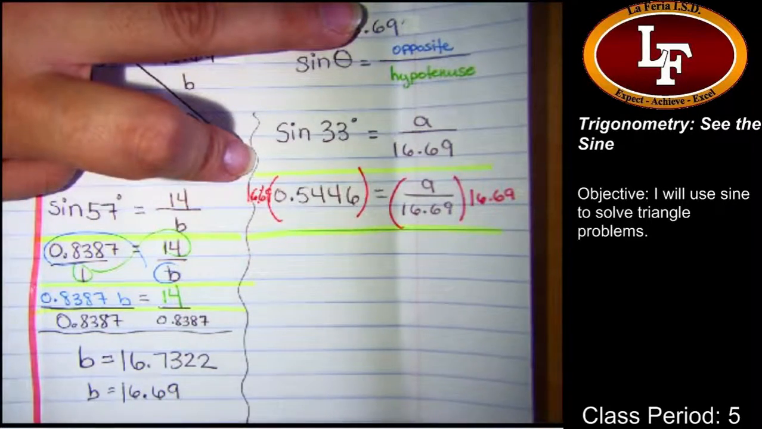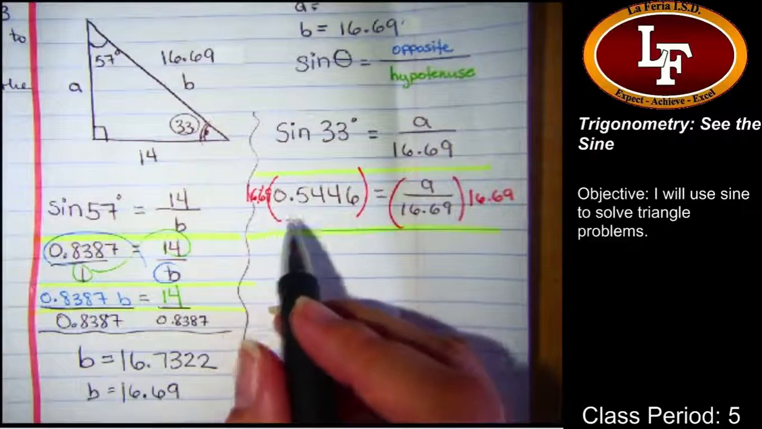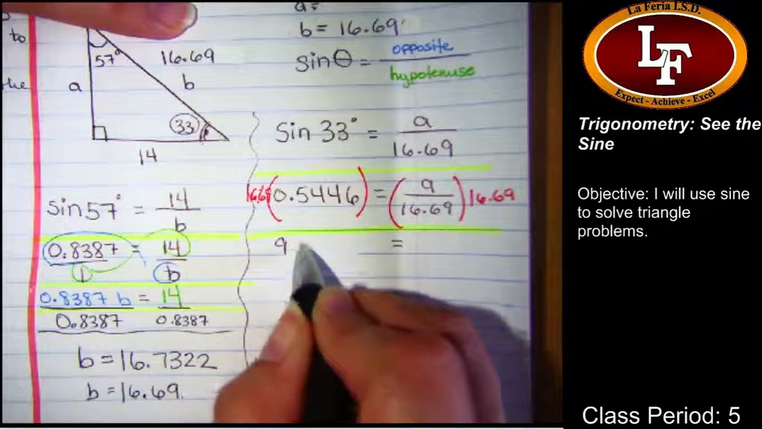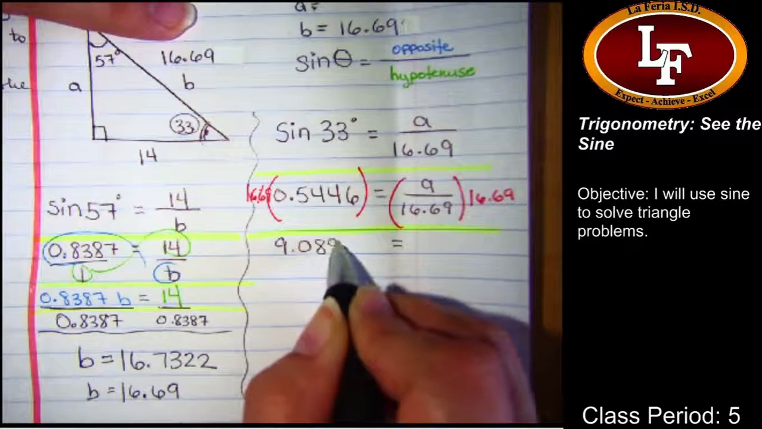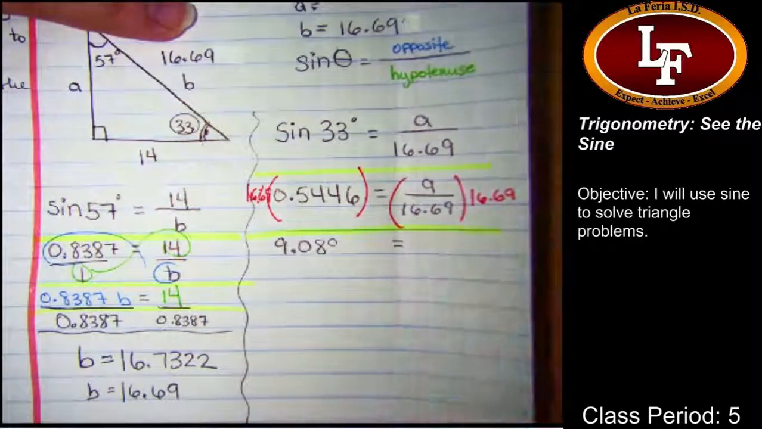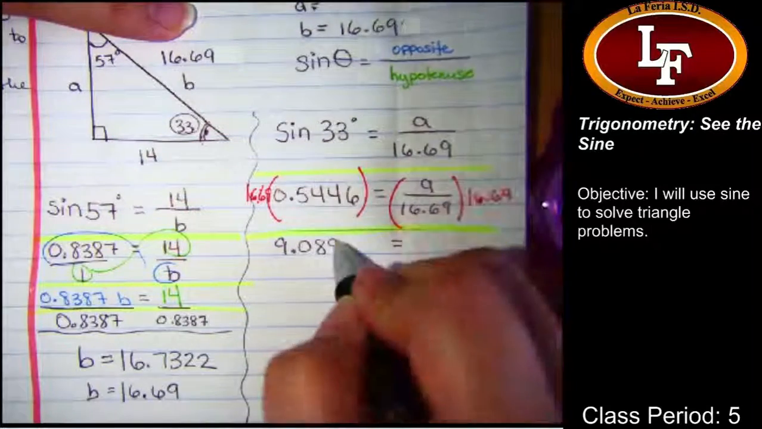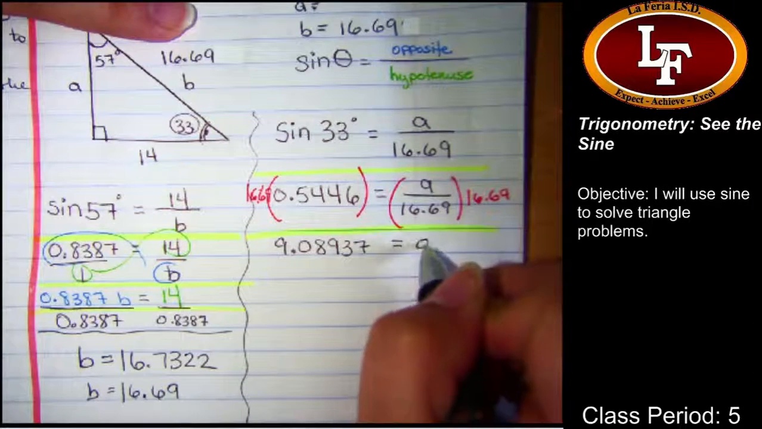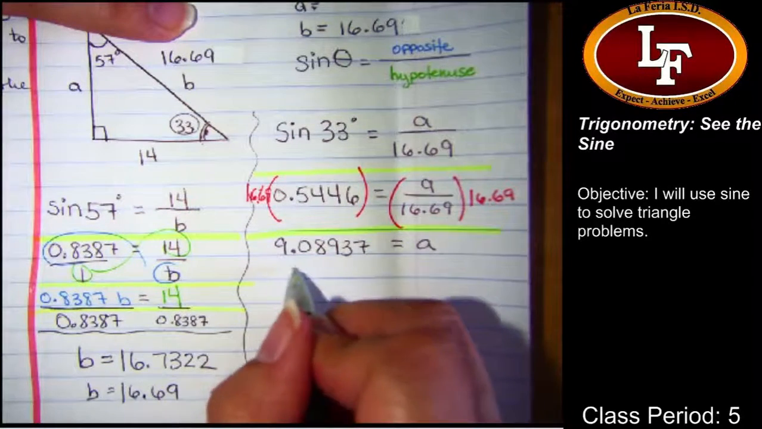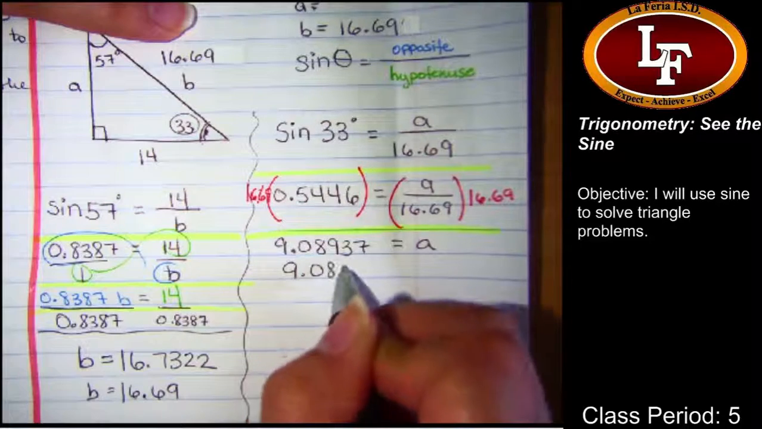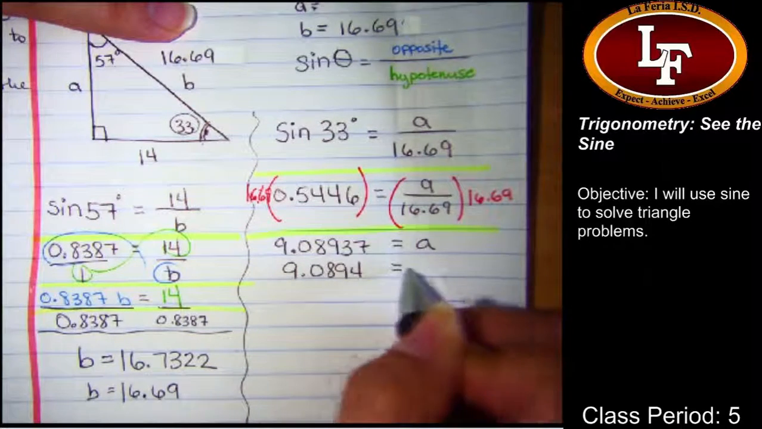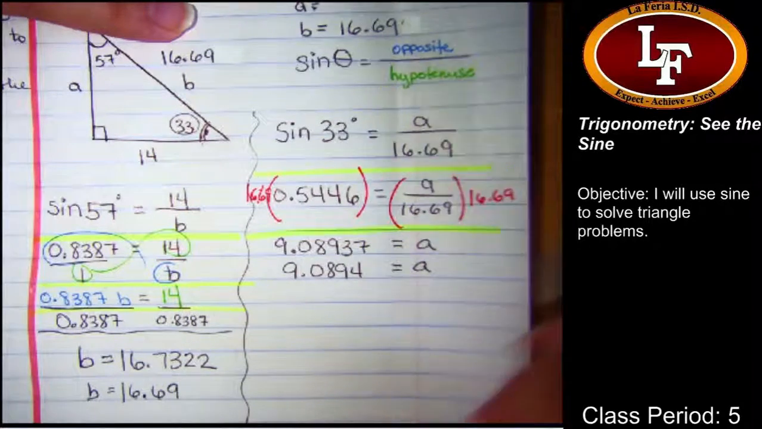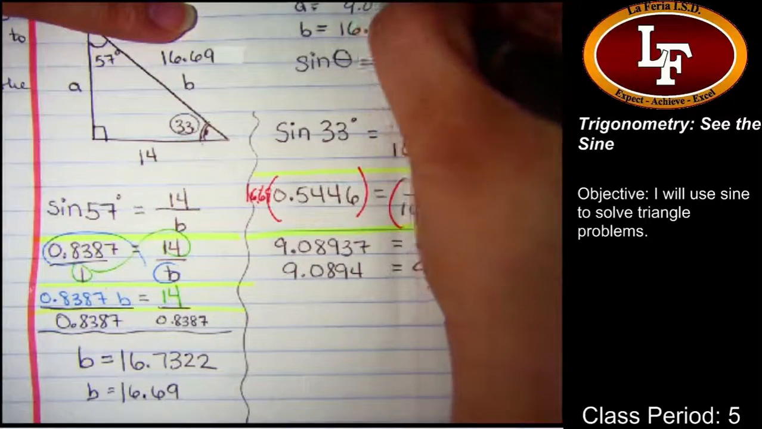Okay, we're real ugly there. Someone help me with this multiplication. 16.69 times... I got 9.09. 9.08937. All right, so we're just going to round this guy. 9.0894. All right, looks pretty good.